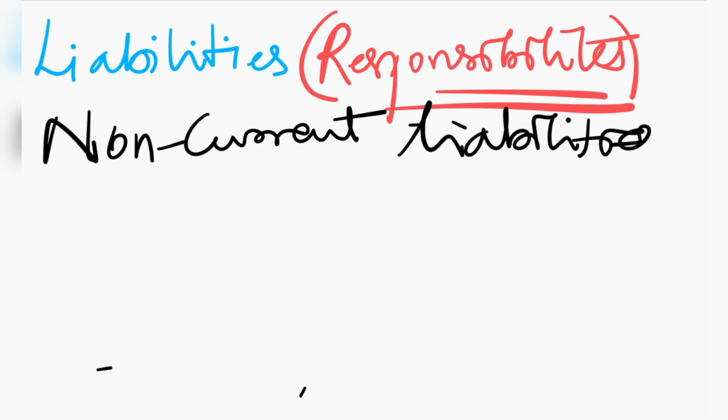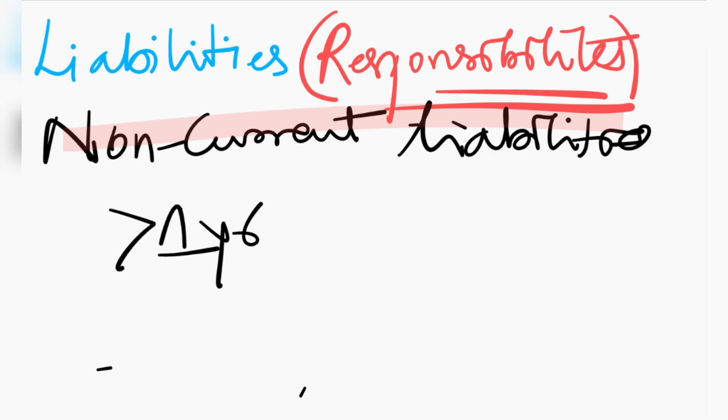Now, again, non-current liabilities are those liabilities which cannot be settled within 1 year, which exist for more than a year. In other words, they cannot be settled within 1 year. Let us assume in our business we have taken a loan of some 5 lakh rupees. It is not possible to pay off 5 lakh in 1 year, right?